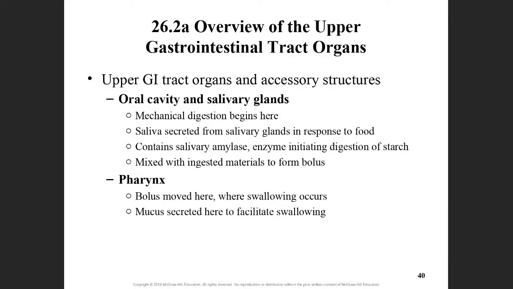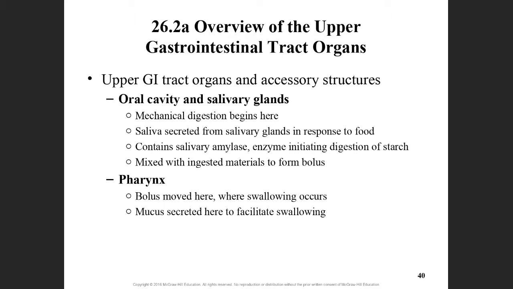Hello guys, in this part I want to talk about the upper gastrointestinal tract, or the upper GI tract. The upper GI tract consists of the oral cavity and the structures which we have in the oral cavity, pharynx, esophagus, stomach, and a small part of the duodenum. It's where the initial mechanical and chemical processing of the ingested material takes place.